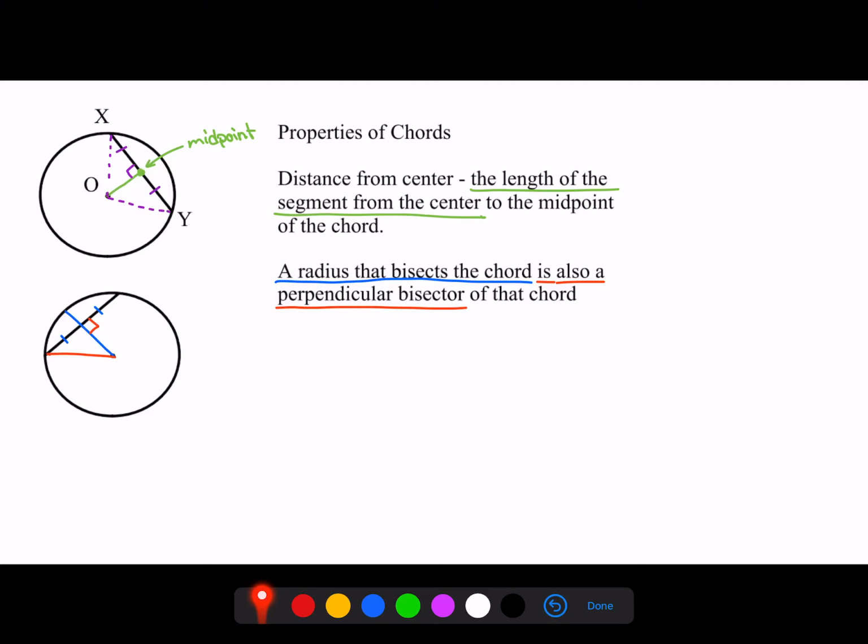Now a radius that bisects the chord is also a perpendicular bisector of that chord. So if I have my radius here, this blue radius, and it intersects our chord, passes through that chord, that radius is also a perpendicular bisector of the chord. So it's cutting it in half, and it's meeting at a right angle. So it's the same exact thing as we see right up here, only up top we don't actually see the radius because we don't continue it on, but that is indeed a radius if we needed it to be.